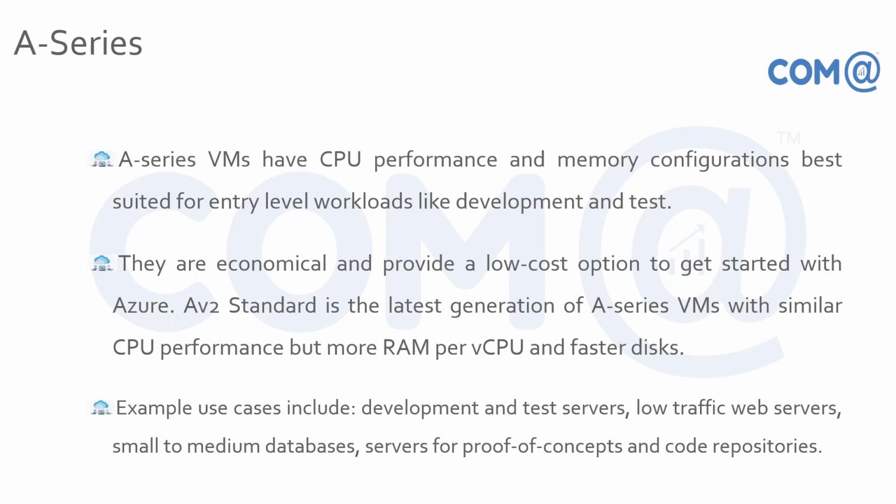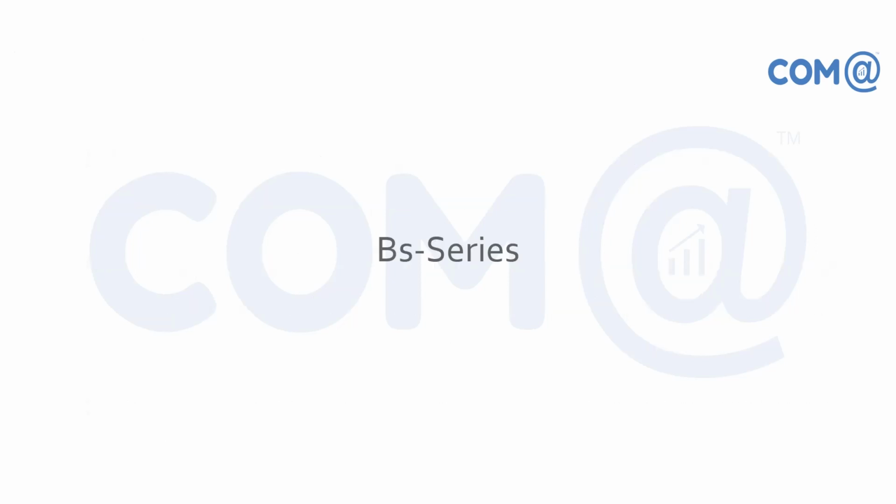AV2, that is A series version 2 Standard, is the latest generation of A series virtual machine with similar CPU performance but more RAM per virtual CPU and faster disks. Example use cases include development and testing servers, low traffic web servers, small to medium databases, and servers for POC and code repositories.